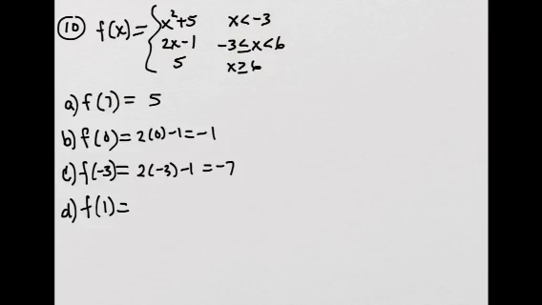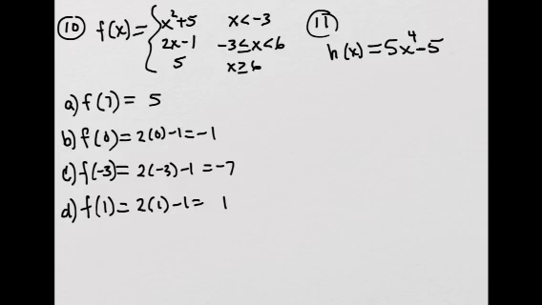And then f of 1, we have 1 would be also here, right? Because 1 is between negative 3 and 6. So again, we're going to use this piece. So 2 times 1 minus 1. The answer is 1.